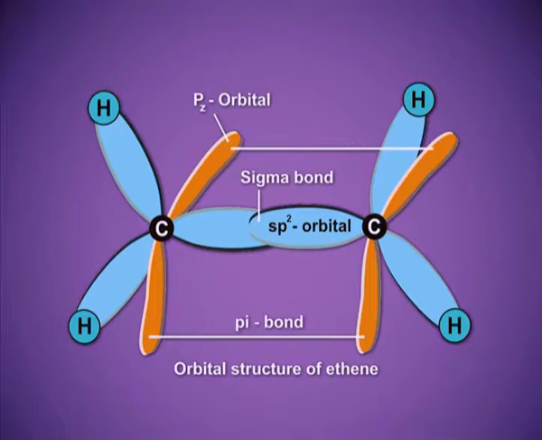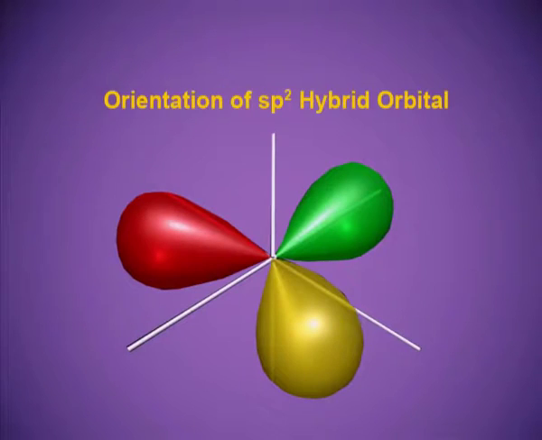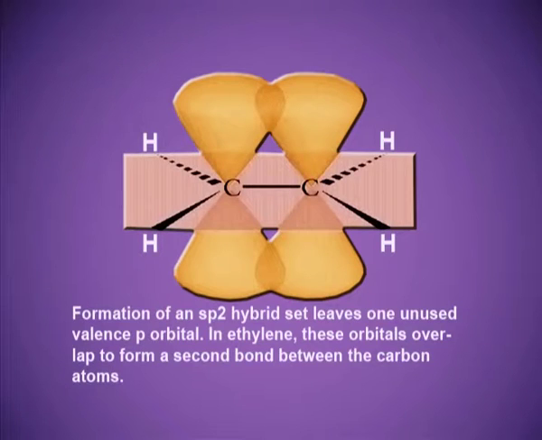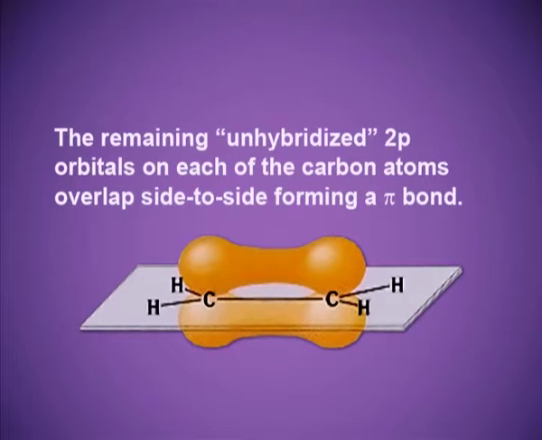These yellow lobes will undergo the sideways overlapping to form the pi bond. Just see the figure. The sideways overlapping, two lobes above the plane and two lobes below the plane, making the pi bond. This is the orientation of the sp2 hybrid orbitals in a trigonal planar manner. This is again a depiction of the ethene molecule, a three-dimensional view. Here you can again very well see that the two carbons and the four hydrogens are in one plane, and the p orbital lobes are above and below the plane. This is the yellow electron cloud above and below the carbon and hydrogen atoms plane.